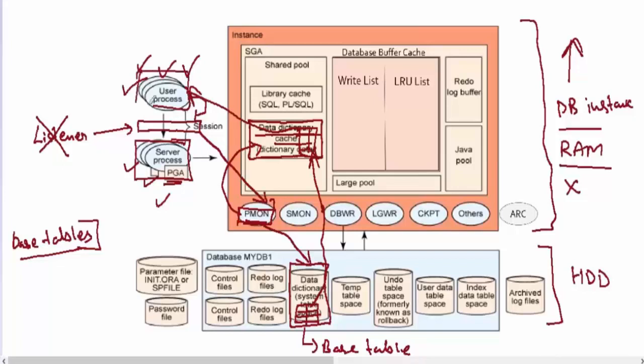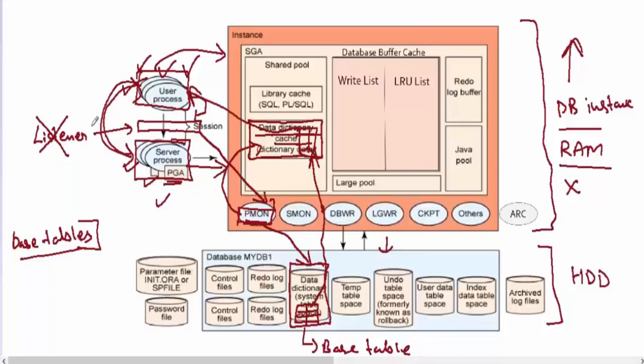Now the user process resides on the user machine, right? So the user process cannot get the work done on the database server. What the user process will do is hand over the work to its dedicated server process. The server process then works with the instance and your database to get the work done for the user and gives the reply to the user. This is how user connectivity happens in a database.